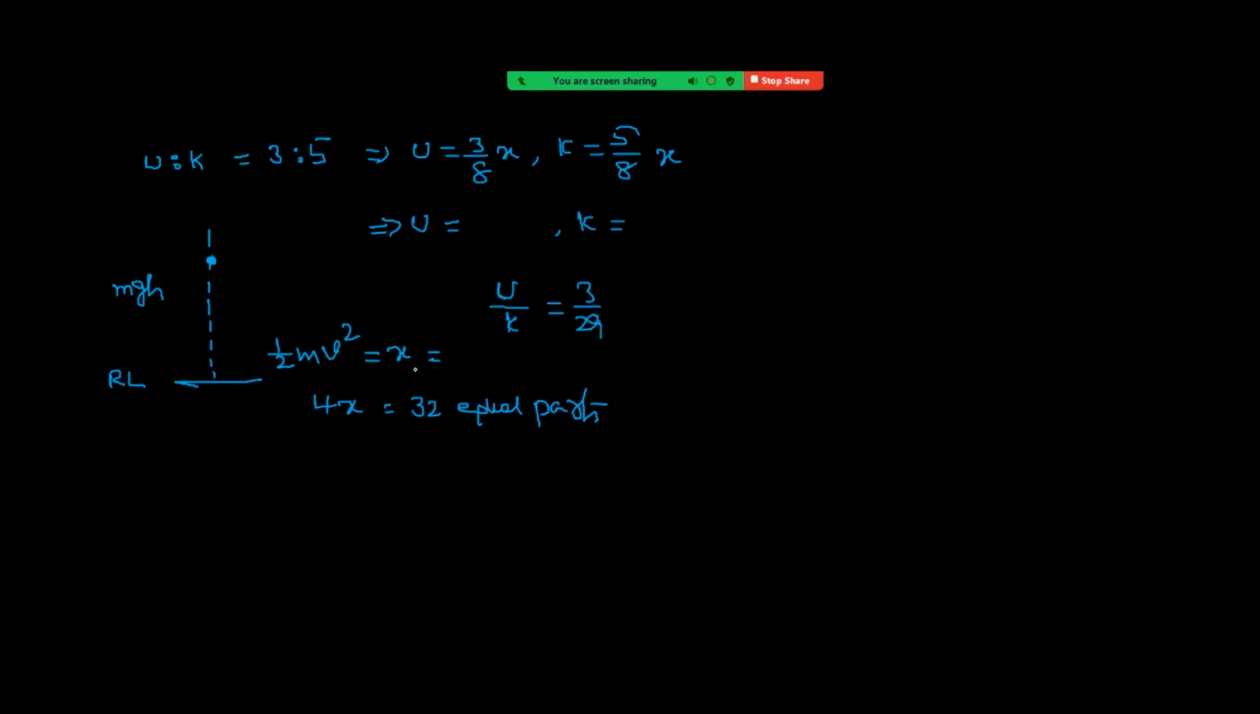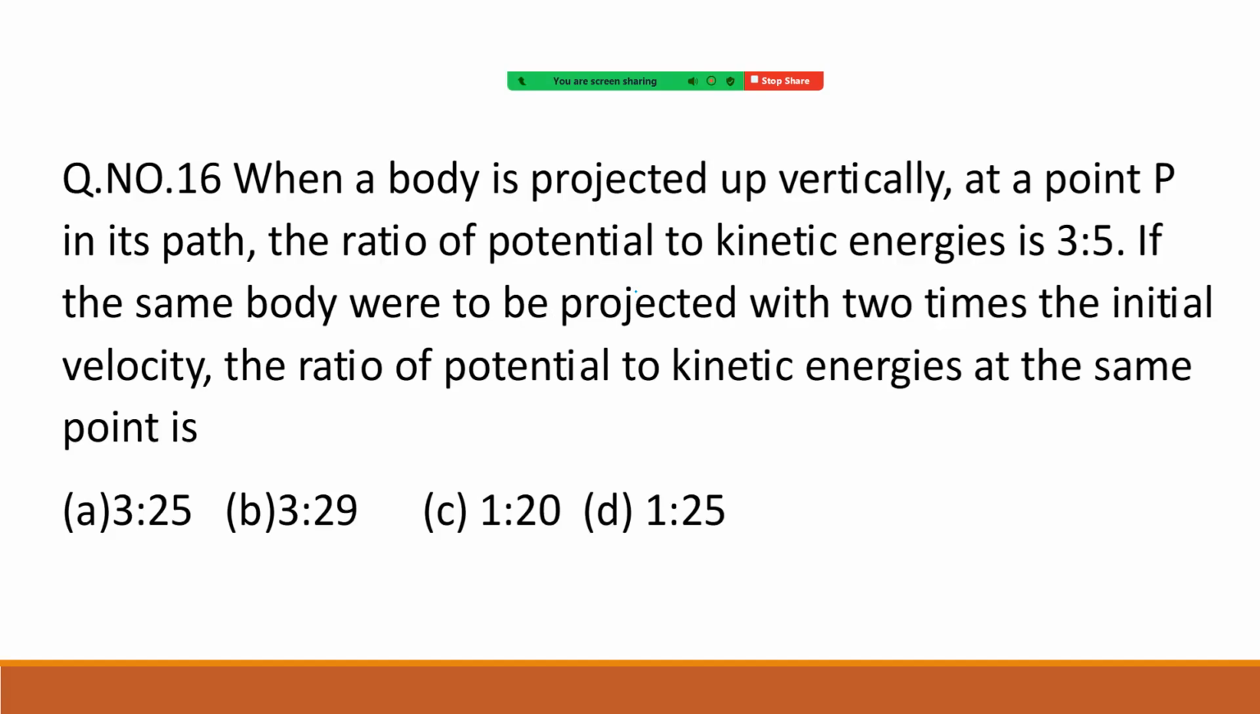See carefully. Total energy has become 4 times. We had taken 3 plus 5, 8 equal parts. Now it is into 4, 32 equal parts. Out of 32 equal parts, 3 parts are taken by potential energy, and the remaining 29 parts are taken by kinetic energy. So the answer is 3 is to 29. Right, see next one.